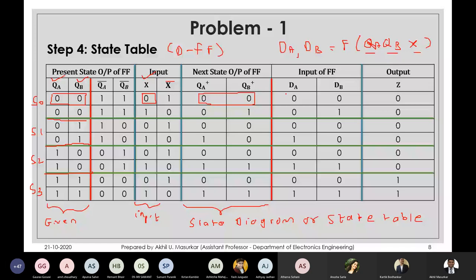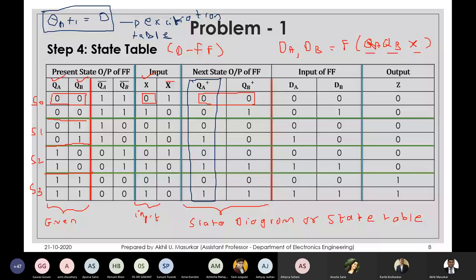You can now observe in the excitation table of the D flip-flop, Qn plus 1 was equal to D. I am writing this from the excitation table of D flip-flop. So since this is the case, QA plus is the same as DA, and QB plus is also going to be the same as DB. So we are now taking advantage of this D flip-flop working.